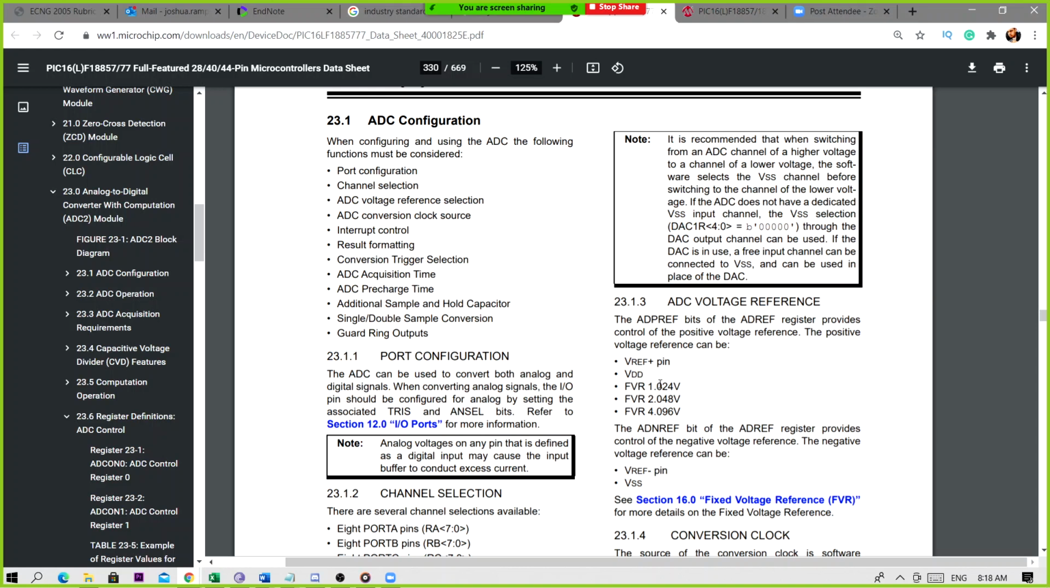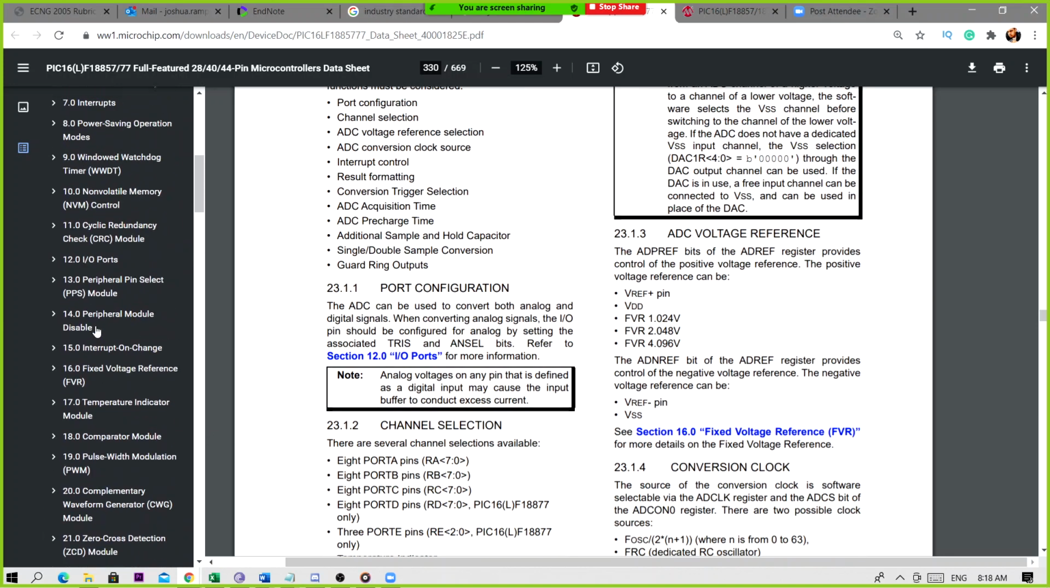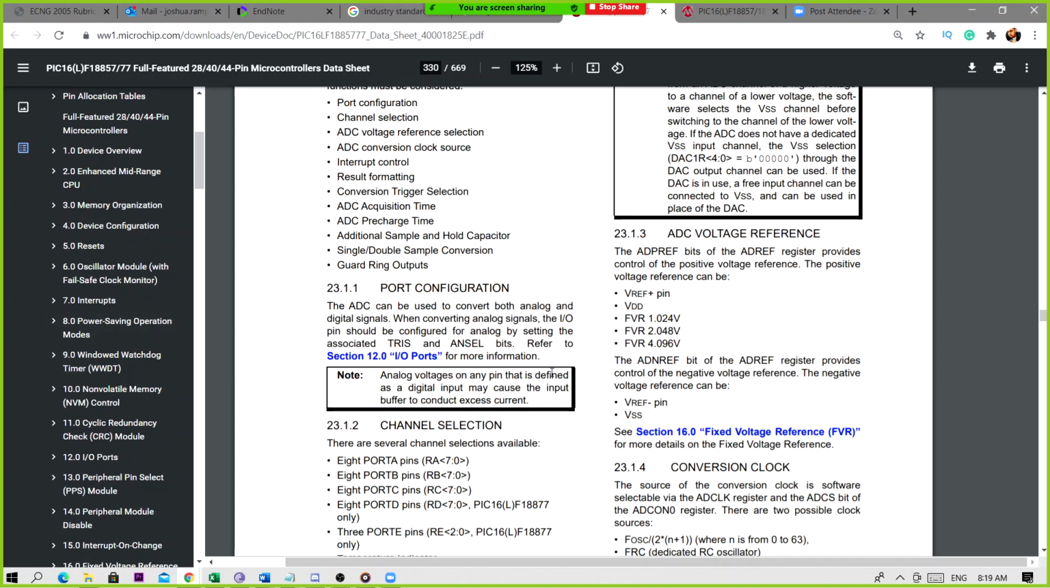FVR, which is 1.024 volts. All right. FVR 2.048 volts and FVR 4.096 volts. If you want to know what FVR means, it's the fixed voltage reference. There's a whole section on the fixed voltage reference. All right, but I never asked you to use the fixed voltage reference, right?